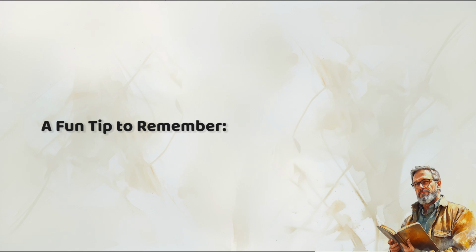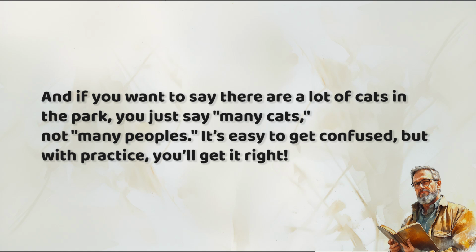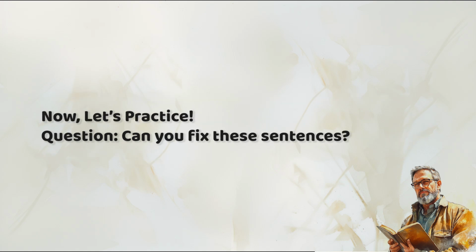A fun tip to remember. Imagine you have a single cat named Fluffy. Fluffy has two cats that are his children. But when you talk about Fluffy and his two cats, you say, I have 3 cats, not childs. And if you want to say there are a lot of cats in the park, you just say many cats, not many peoples. It's easy to get confused, but with practice, you'll get it right. Now let's practice. Question: can you fix these sentences?